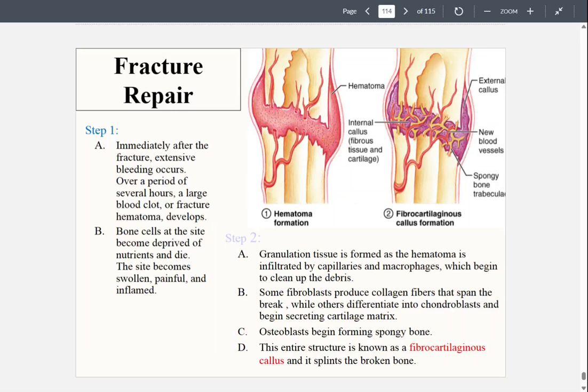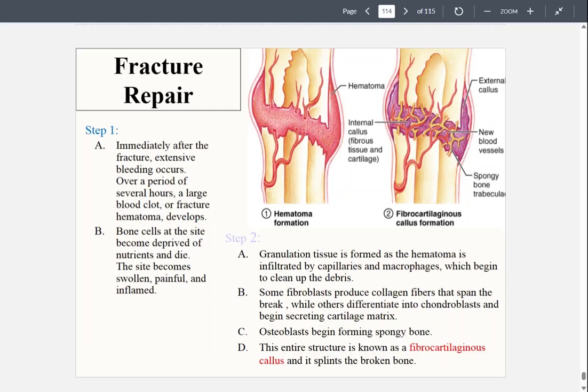This is going to trigger granulation tissue to form. So the hematoma is going to be infiltrated by capillaries, so blood vessels. We're going to get macrophages coming into the area. These macrophages are going to clean up debris. We're going to get some fibroblasts producing collagen fibers spanning the break, again helping to stabilize it.